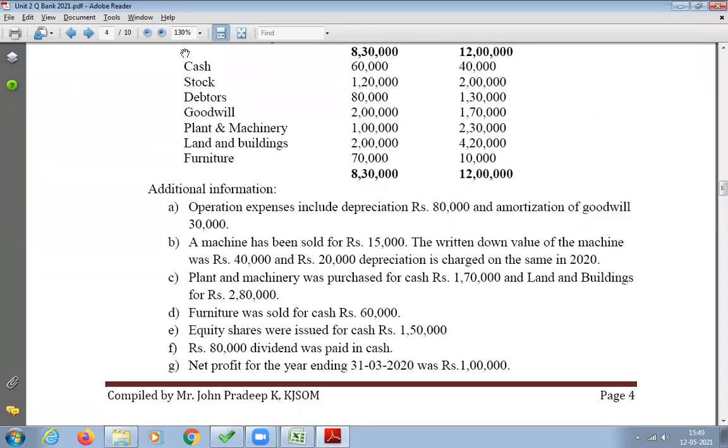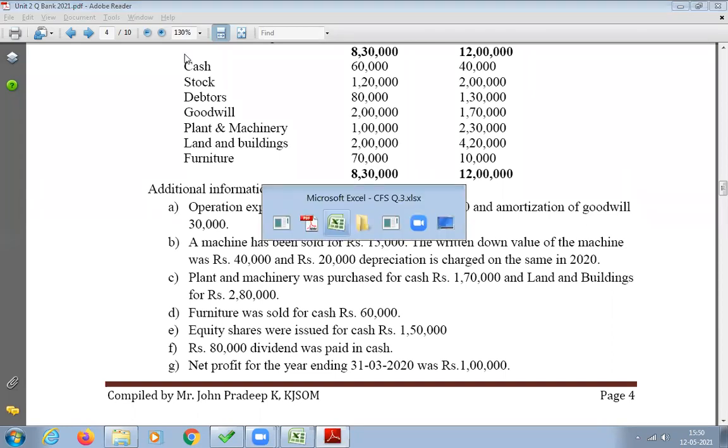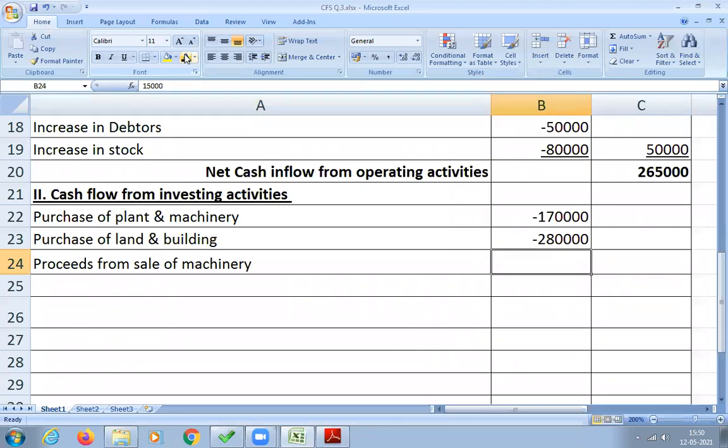Plant and machinery is sold. How much is the proceeds from sale of plant and machinery? How much did I get, to write in the cash flow statement? How much cash is coming in, in very simple words? 15,000. So proceeds from sale of machinery, 15,000, plus or minus? Plus. Why plus? Inflow of cash. Cash is coming in.